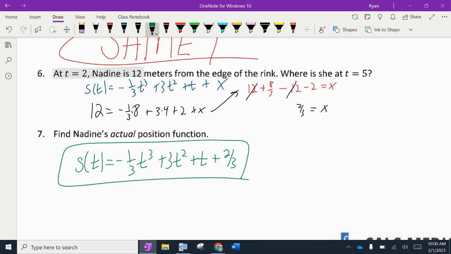I haven't answered question 6 yet, and I'm going to pause for a second. So either using this equation or using other information and logic, can you go back and answer question number 6, which asks, where is she at t equals 5? Go for it. And then just plugged in 5. Put in 5 and then put in 2/3 as x, and I got 30.